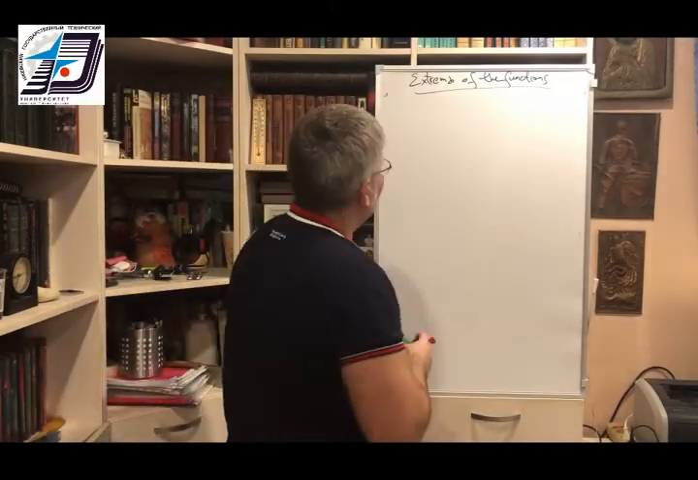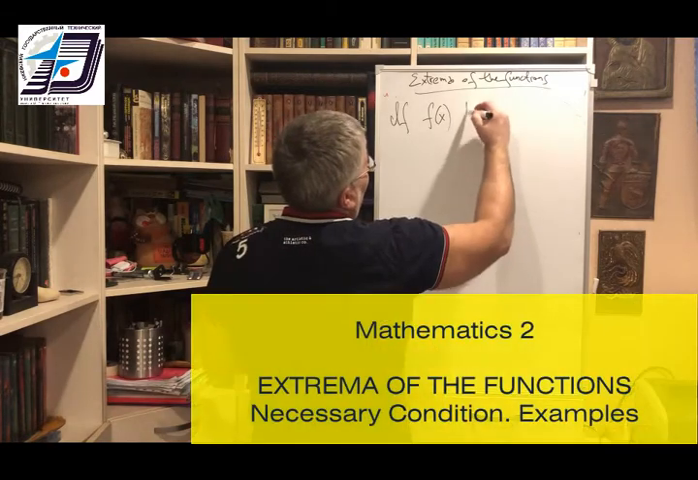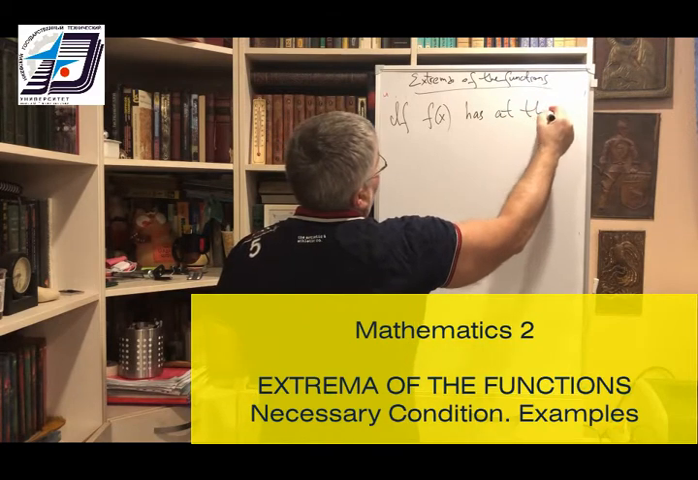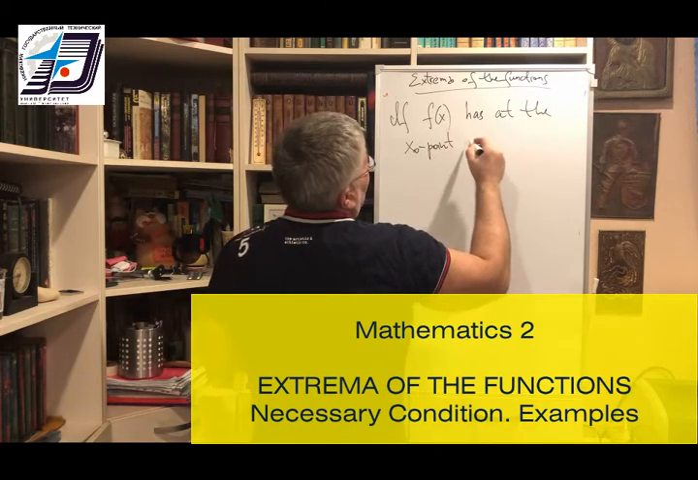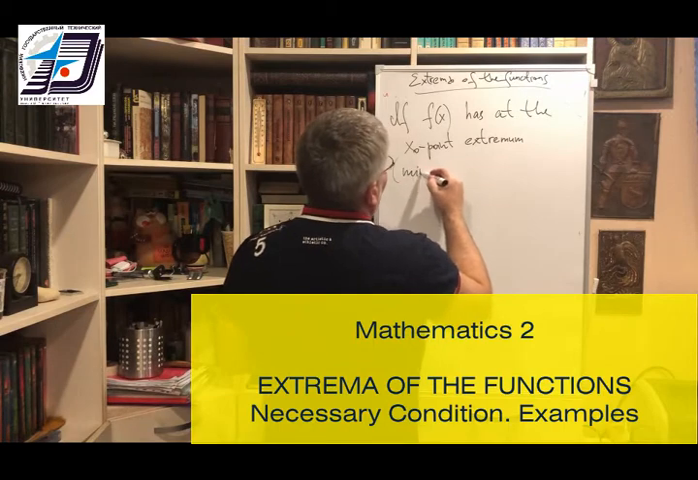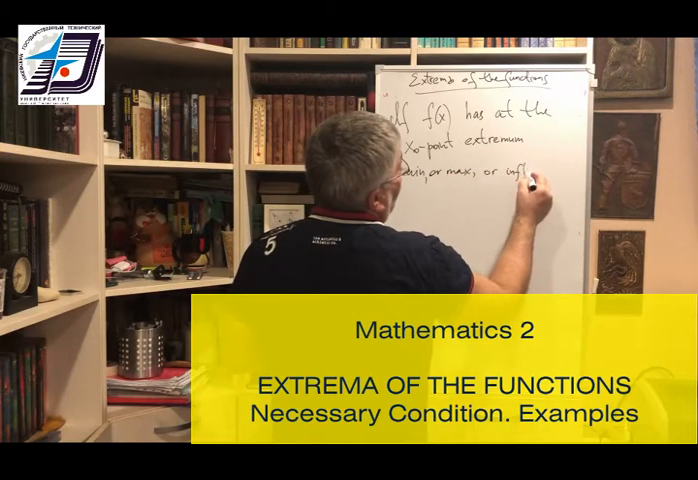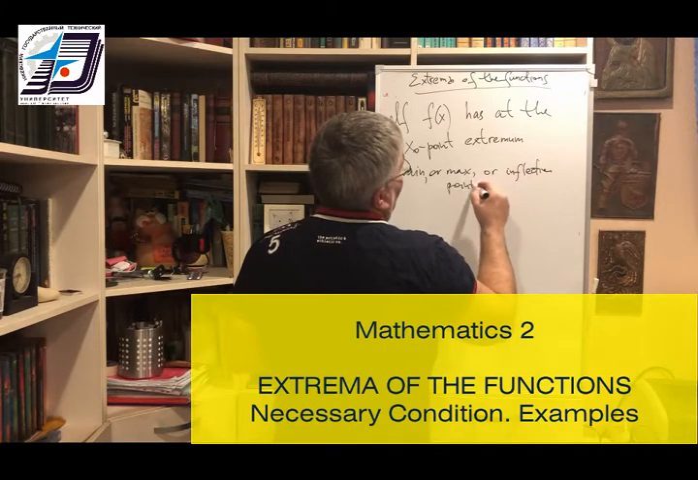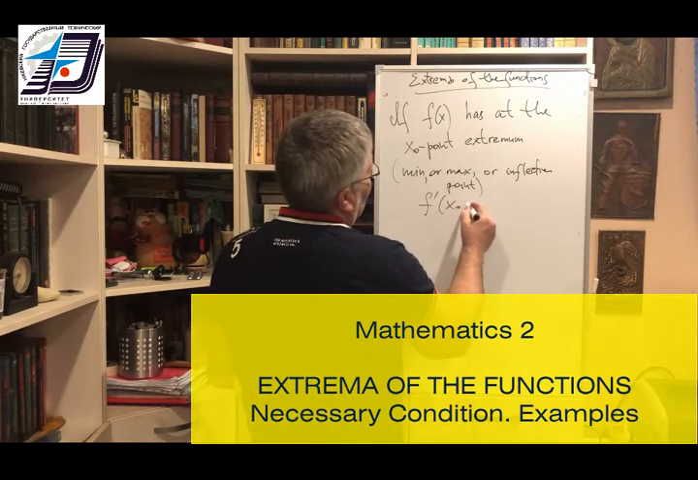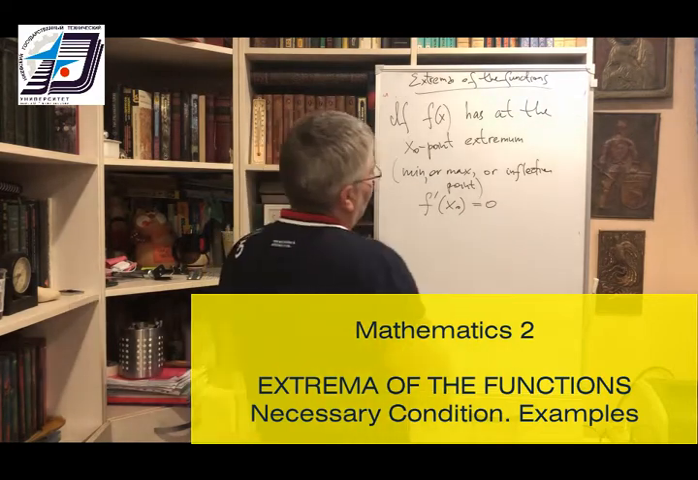So we defined that if function f of x has at the point x0 an extremum, we understand that extremum, which is minimum or maximum or inflection point, then the derivative at the point x0, f prime of x at the point x0, equals 0. This is the main idea here.